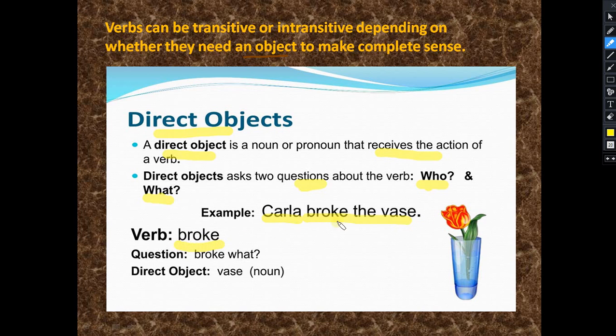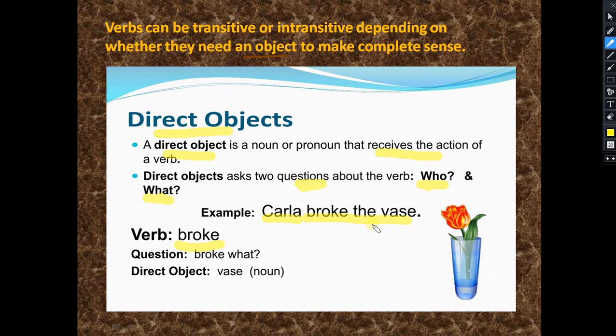The verb is broke. After the verb, you have to put a question word, who or what. Either one. According to the word, the vase is a non-living thing. So what do we have to put? Who or what? Yes, we have to put what.